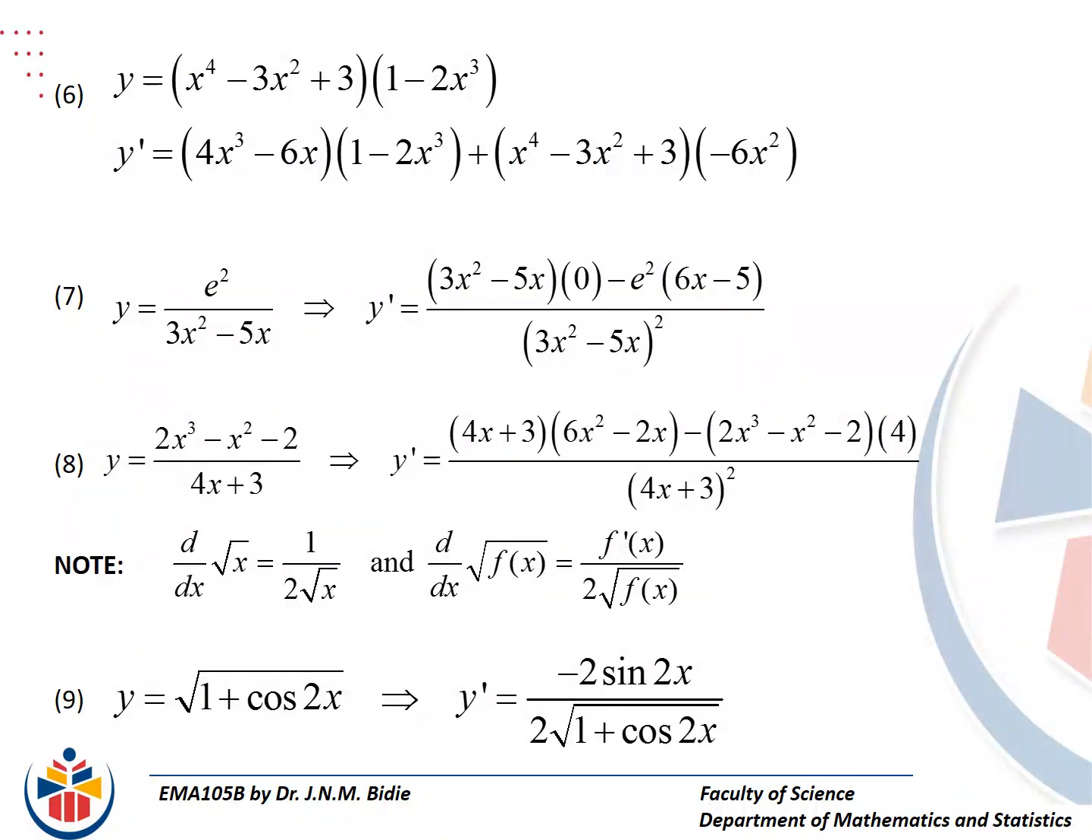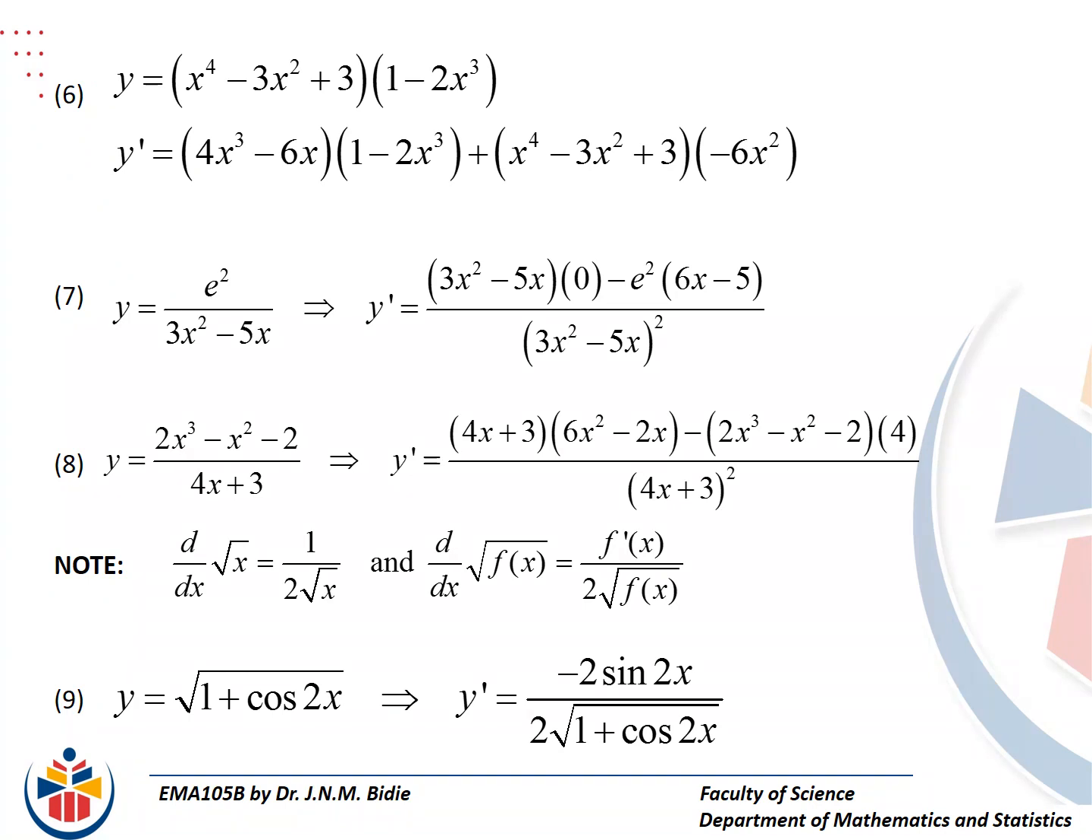Example 6. Y is a product now of two functions. Then we use what we call the product rule, which we find also in our tables. What it simply means is that we've got two functions here, the first bracket and the second bracket.